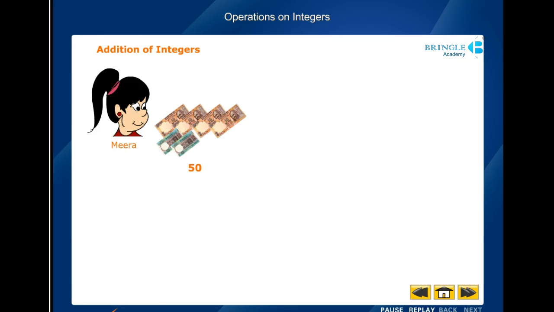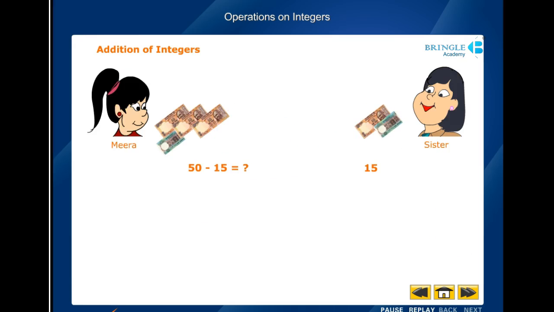Meera had 50 rupees. She gave 15 to her sister. Shall we help her to calculate the amount she has? Plus 50 plus minus 15 is equal to plus 35. After giving 15 rupees to her sister, Meera has another 35 rupees left with her.